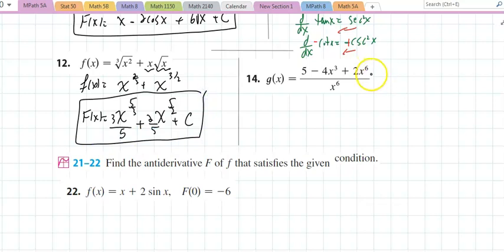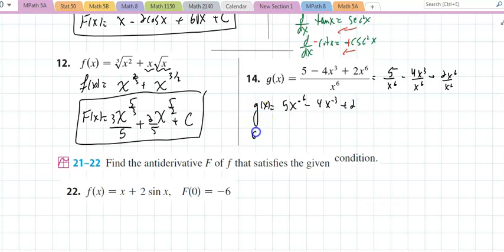And for this problem, it would be wise for you to split this up. Say that's 5 over x to the 6 minus 4 over x cubed plus 2x to the 6 over x to the 6. So we could say g of x is actually 5x to the negative 6 minus 4x to the negative 3 plus 2. And if I find capital G of x, that would be 5x to the negative 5. Add 1 to the power, divide by that, minus 4. Add 1 to the power, that's a negative 2, divide by negative 2, plus 2x. Don't forget the c.